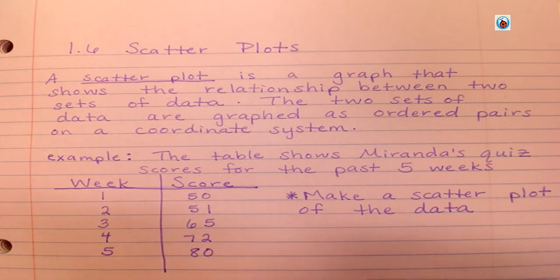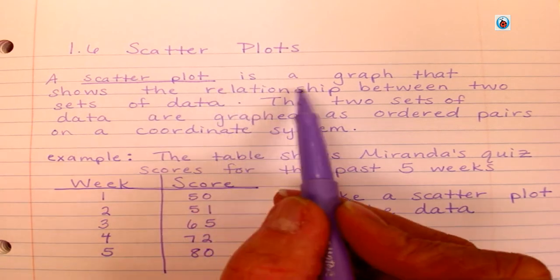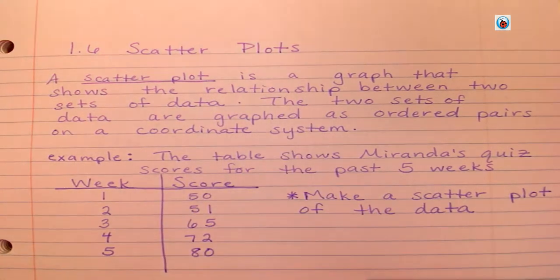Okay, so we're going to talk about scatter plots in section 1.6. A scatter plot is a graph that shows the relationship between two sets of data. Those two sets of data are graphed as ordered pairs on a coordinate system, meaning it's just two sets of information, x values, y values, that you put on a regular xy graph.